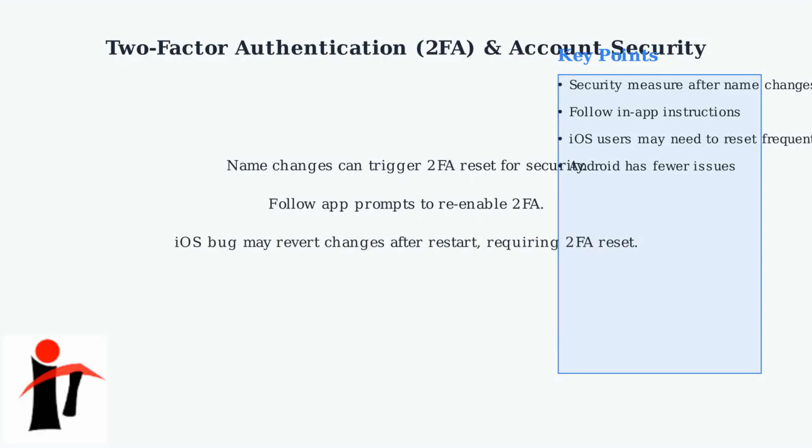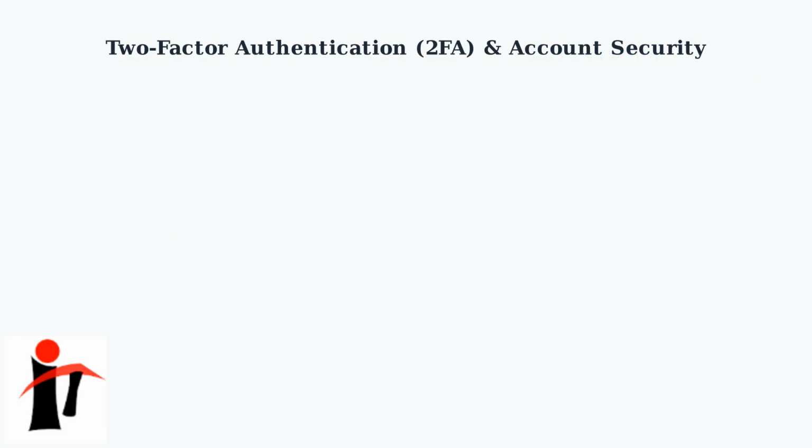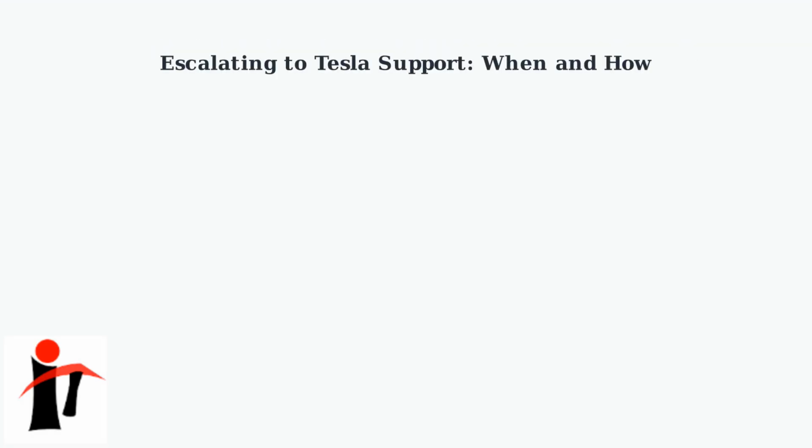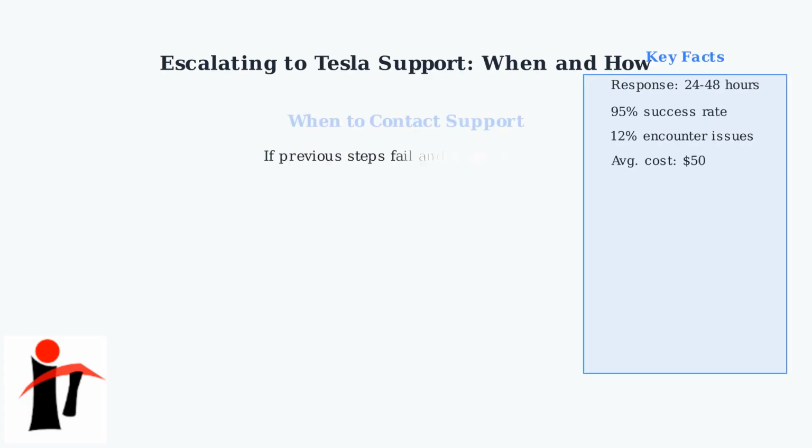There's a known bug in the iOS version of the Tesla app where name changes can revert after app restarts, which may prompt another 2FA reset. Android users generally experience fewer of these issues. Ensuring your two-factor authentication is properly set up and functioning is crucial for maintaining secure access to your Tesla account and all its features. If you've tried the previous steps and your name change still isn't verified after 48 hours, it's time to escalate to Tesla support.